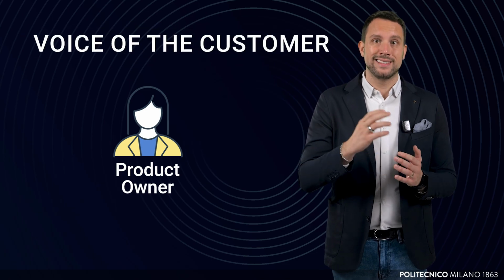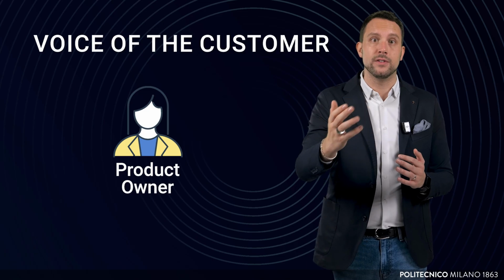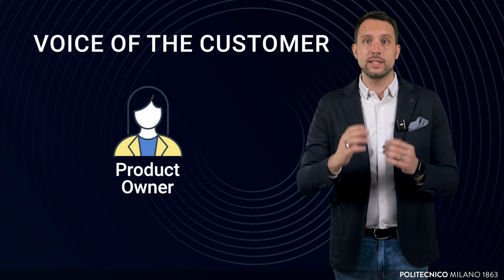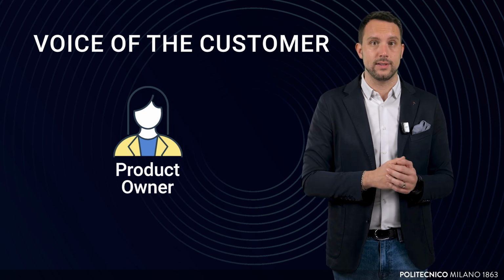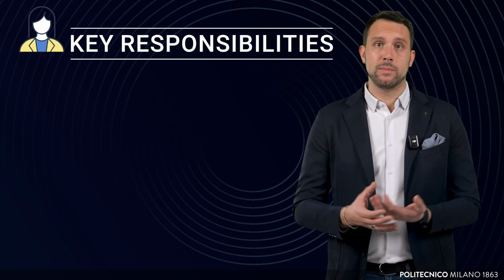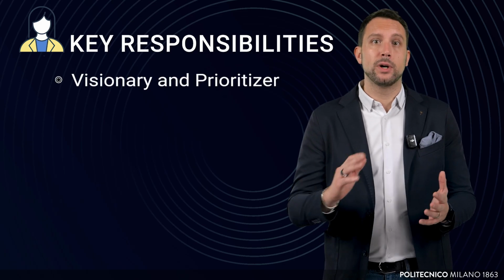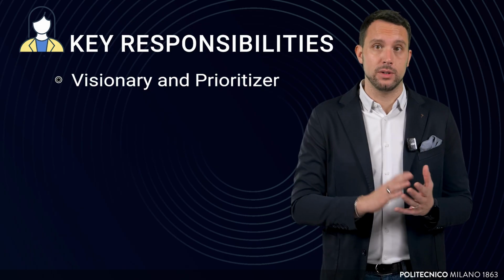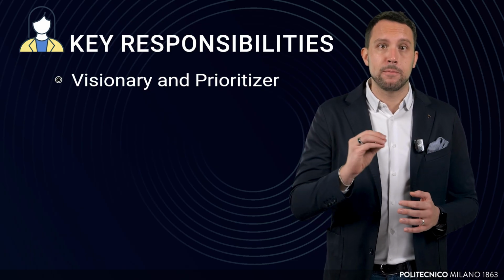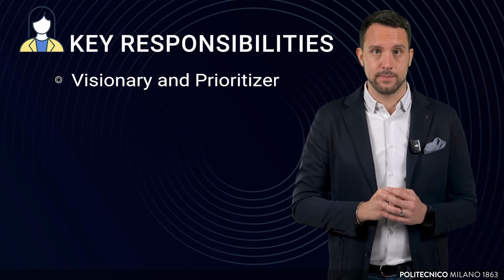The product owner is the voice of the customer, tasked with defining and prioritizing the work that delivers the most value. This role is pivotal in aligning the team's effort with the strategic goals of the organization. Their key responsibilities are the following: visionary and prioritizer. The product owner owns the product vision and ensures it is clearly communicated to the team. They create and maintain the product backlog, a prioritized list of user stories.